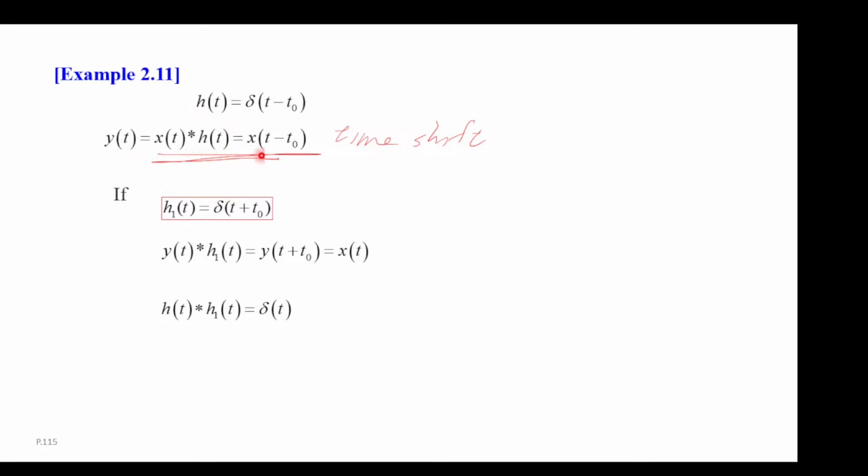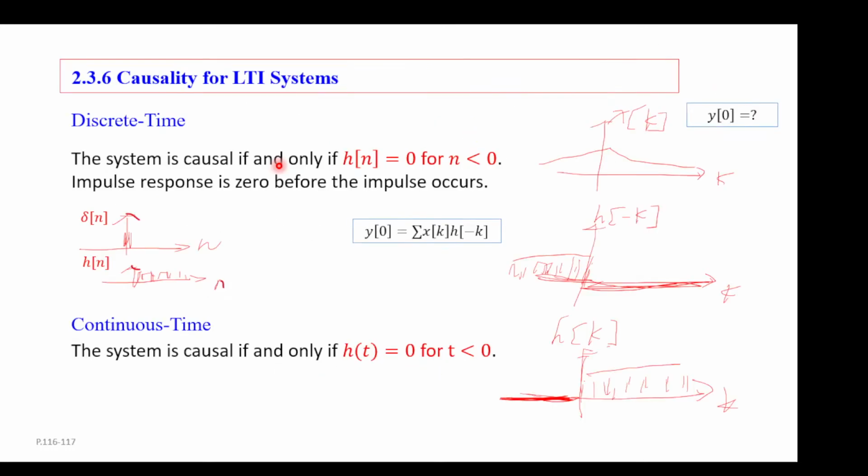We also see some nice functions. If we have a time-shifted delta function as our impulse response, then the system is a time-shifted system. And then there is causality. If a system is causal, then its impulse response must be 0 for n or t less than 0.